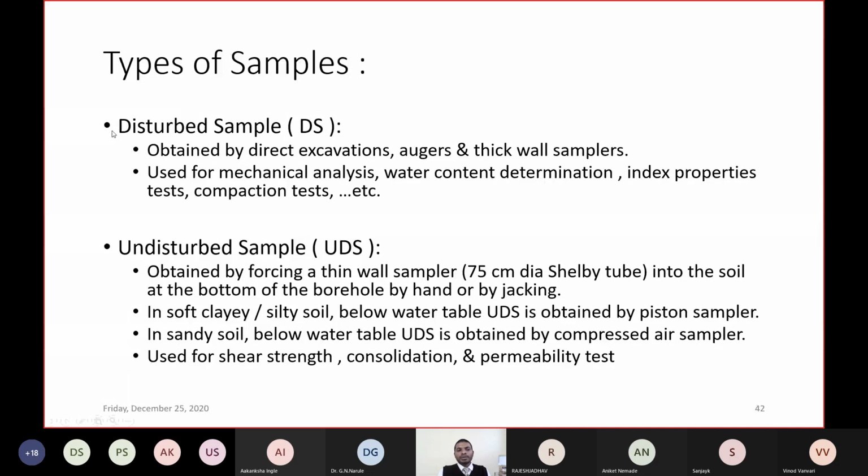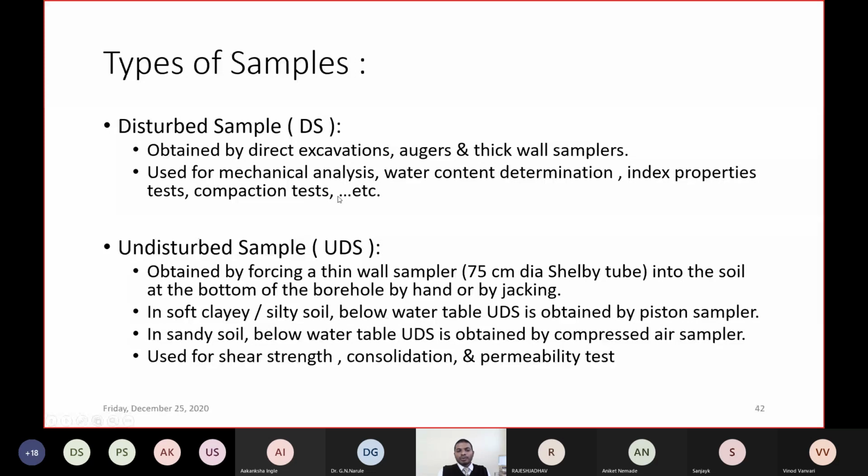Two types of sample may be collected. The first is the disturbed sample. These are obtained by direct excavation, augers and thick wall samplers. These are used for mechanical analysis, water content determination, index properties determination, and the compaction test.